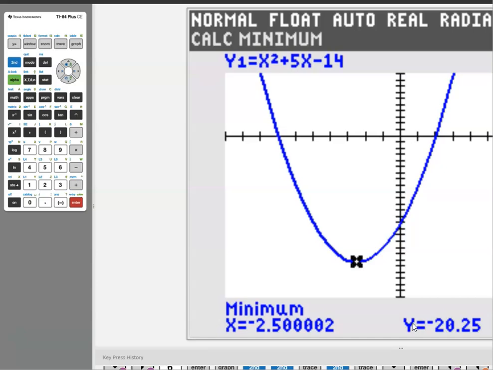It says use the calculator table, identify 3 points. What are those 3 points? Let's see. How am I going to find them? I'm going to go to second table.